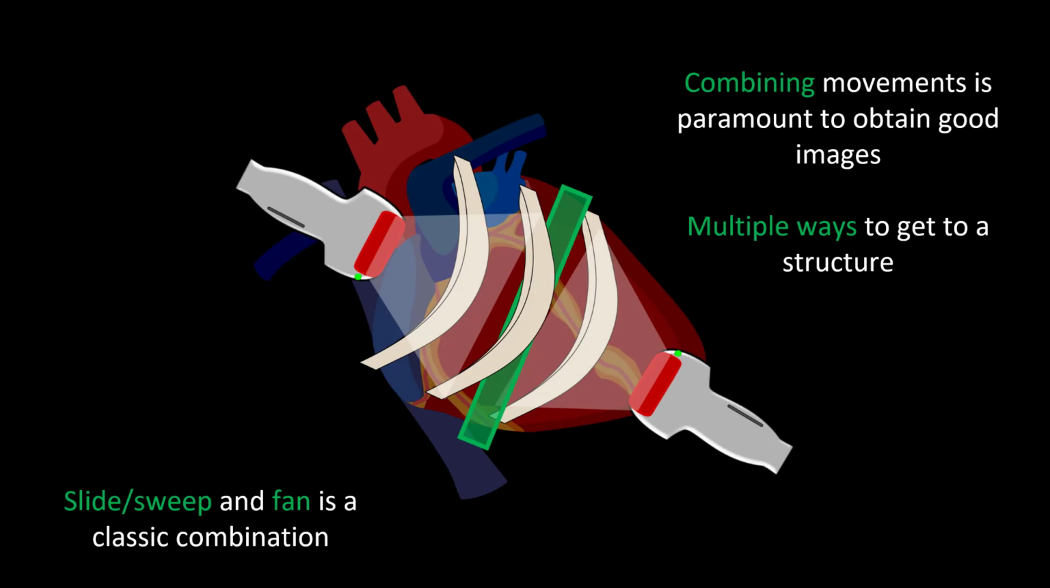The basis is that there are multiple ways to get to a structure. As an example, if we are looking at a structure represented by the green bar, you can get to it from two different intercostal spaces, just with a different angle, using a fanning motion here. As such, you can slide or sweep to a different intercostal space, and then fan to angle the probe back into the right direction to look at the structure directly.